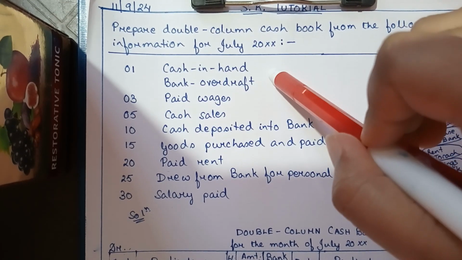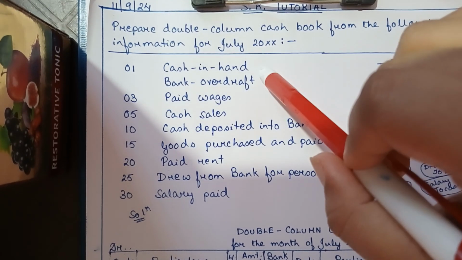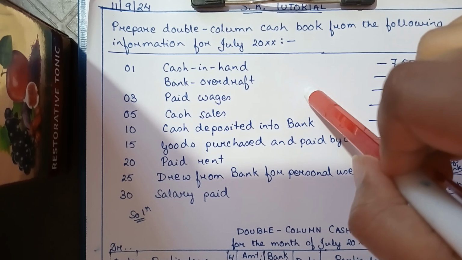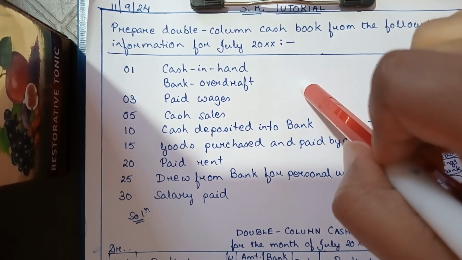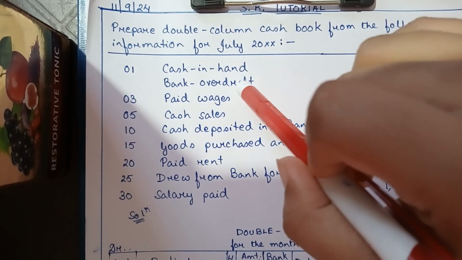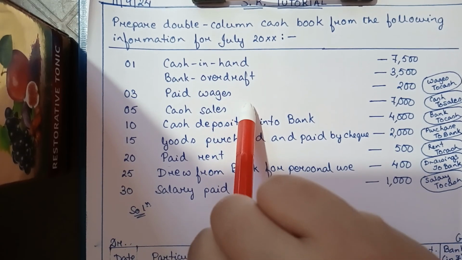Then there is bank overdraft. What do you mean by bank overdraft? It is where the withdrawals from the bank are more than its deposits. It's a liability for the business. There is bank overdraft. Then you see paid wages.